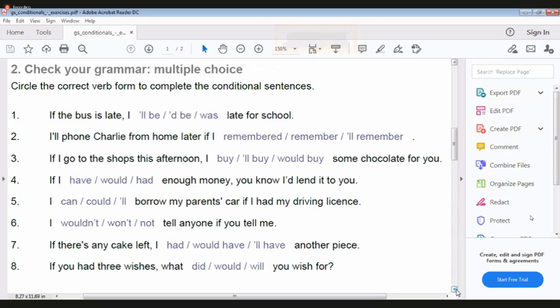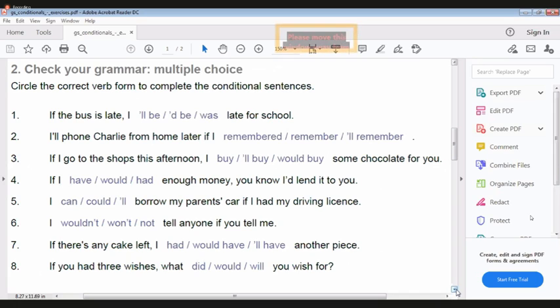Yes, ma'am. Okay, right. First one, Himansu. If the bus is late, I will be late for school. Good. How about Tarinder? Okay. Second one, Tarinder. I'll phone Charlie from home later if I remember. First, second, or third?